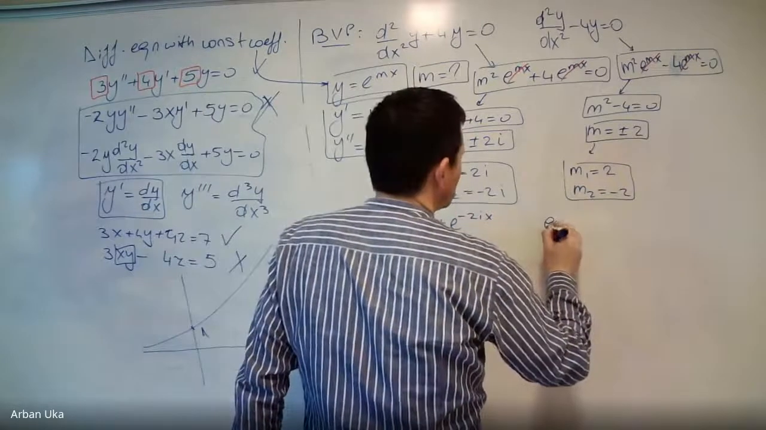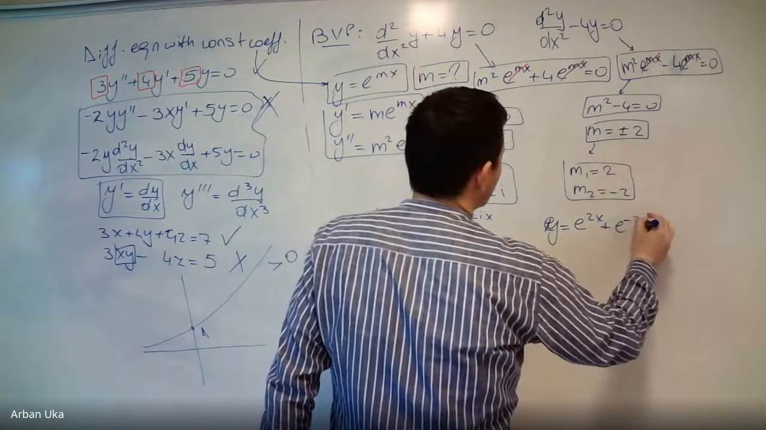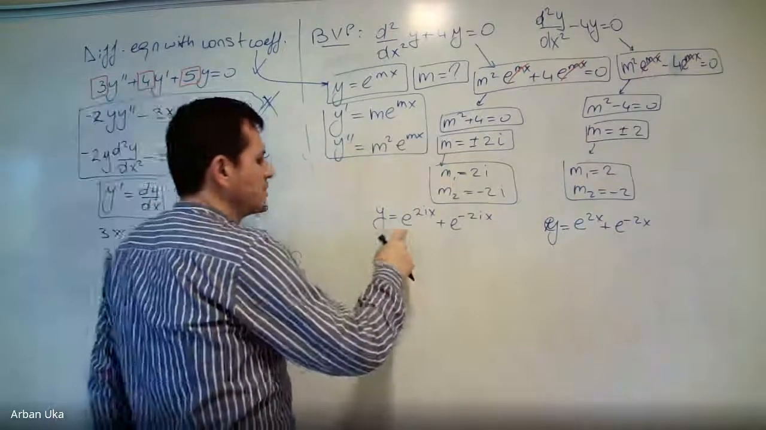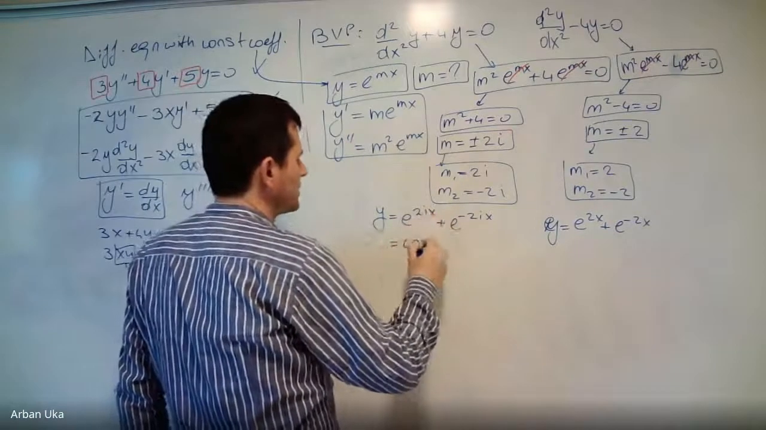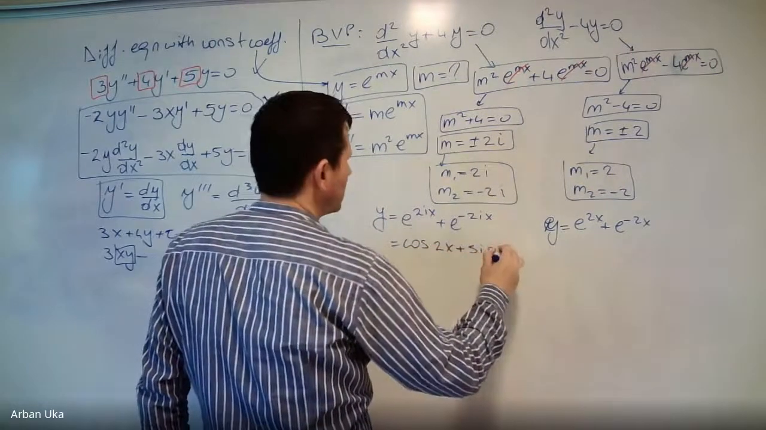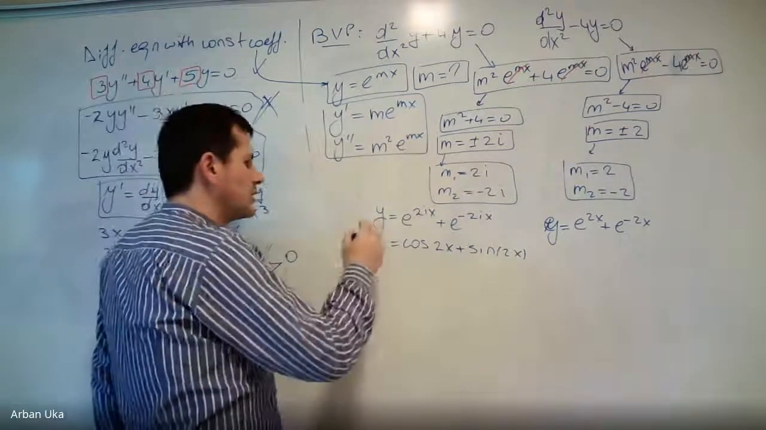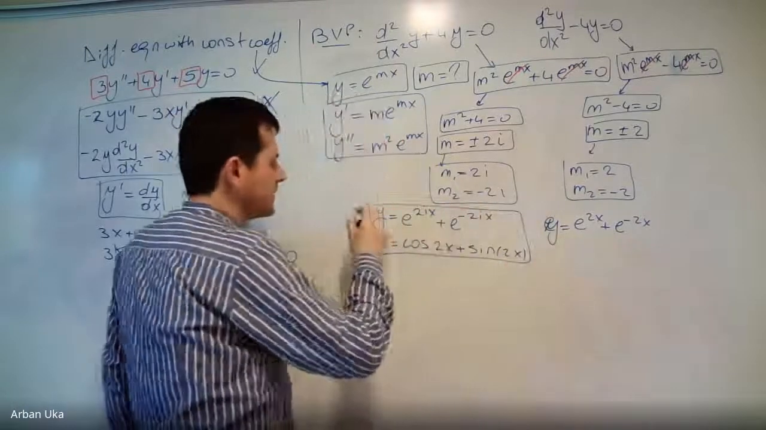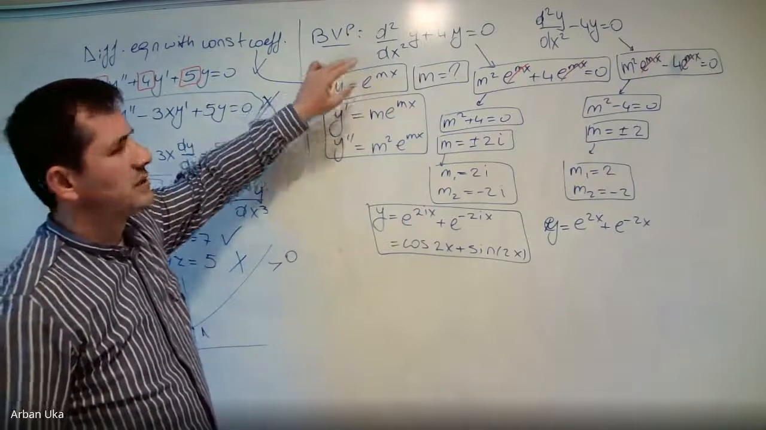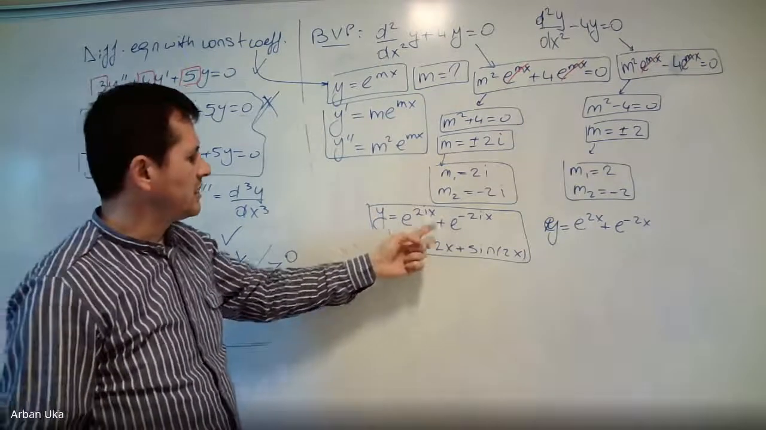Here we get y is e to the power 2x plus e to the power minus 2x. Okay? Now, these equations here, since these are complex numbers, this means that, in fact, this is going to be cosine 2x plus sine 2x. Okay? So, what we learn from here, in fact, is that a differential equation of second order should have two linearly independent solutions, and this is one, this is the other.